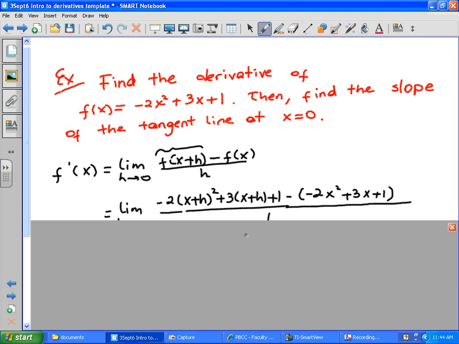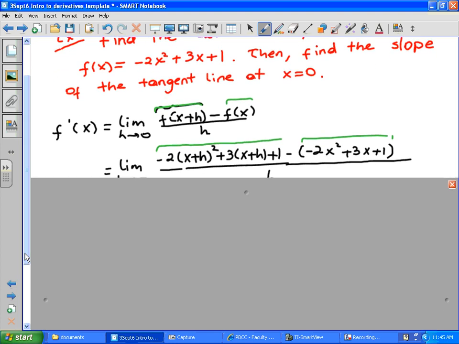Negative 2 times (x plus h) quantity squared plus 3 times (x plus h) plus 1. So all of that is for f of x plus h. Then we want to subtract f of x. So I use parentheses there so that I don't forget to distribute the negative sign. So we subtract f of x. In the next step, we're going to expand all those parentheses, the binomials, etc.